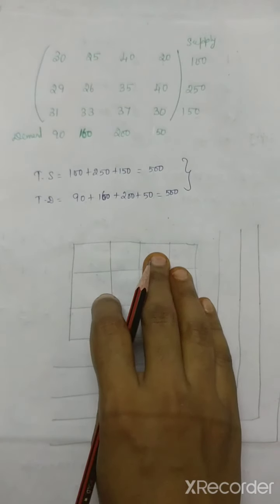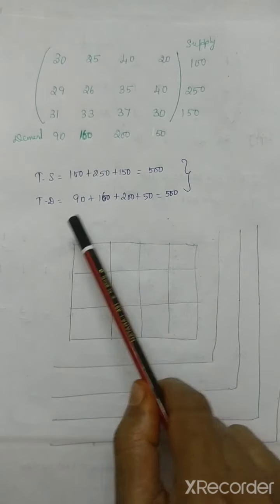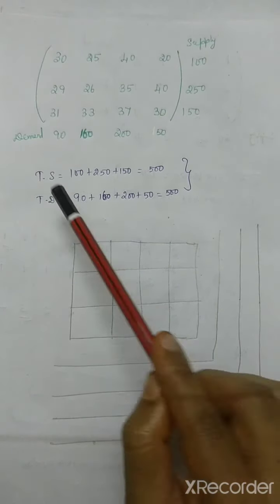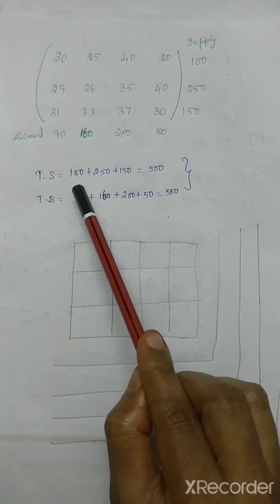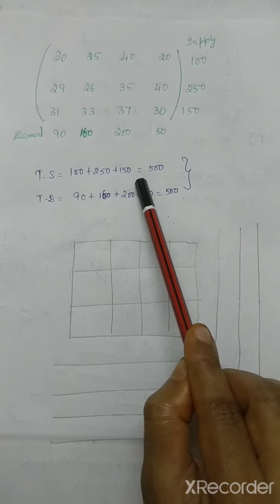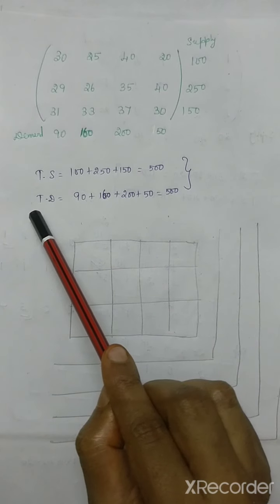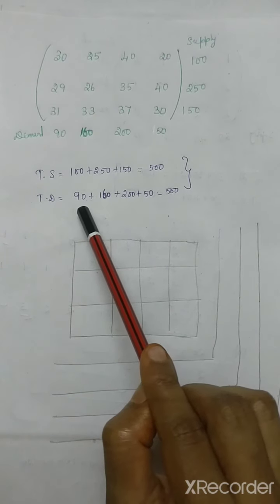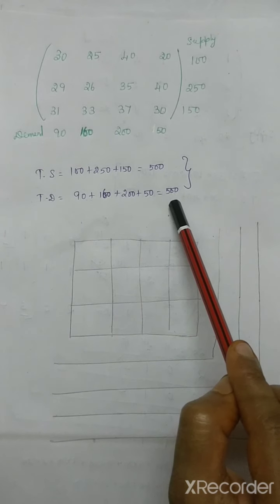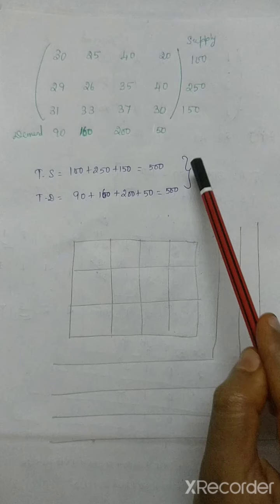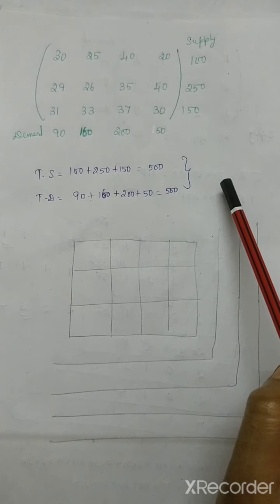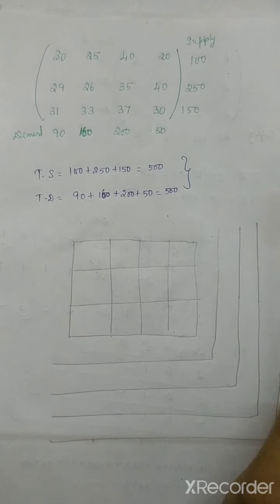To the next example. For this example also we have to find out whether total demand is equal to total supply or not. So total supply is equal to 100 plus 250 plus 150, that is equal to 500. Total demand is equal to 90 plus 160 plus 200 plus 50, that is also 500. So both the values will be equal. So this is a balanced transportation problem. So we have to move with the solution.